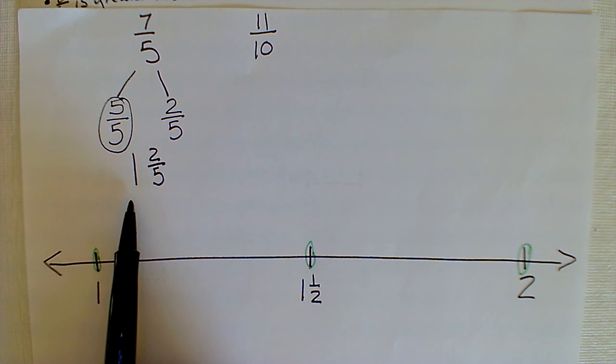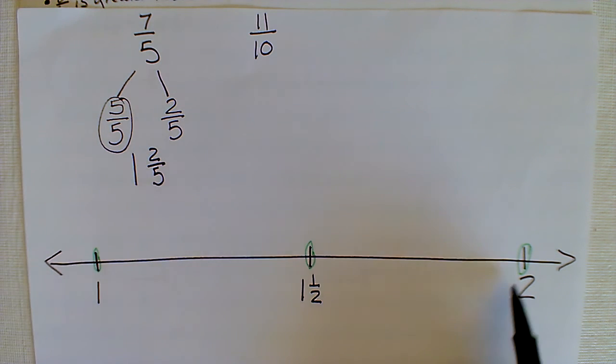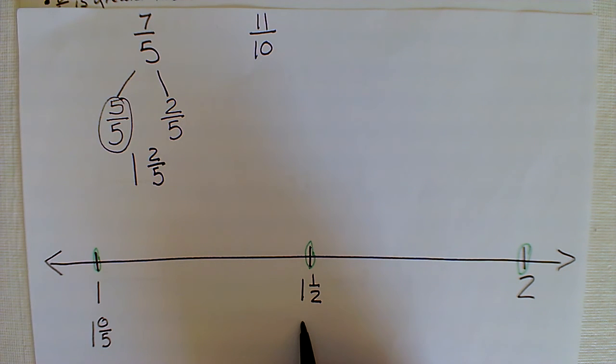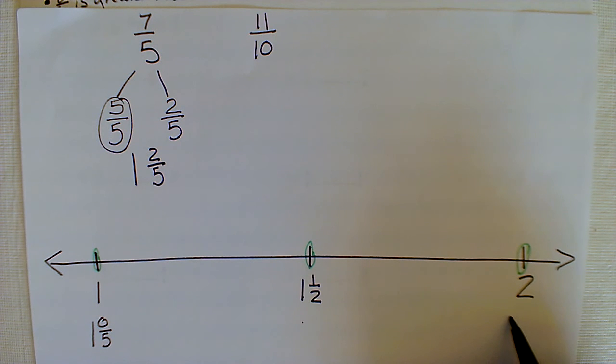So I already have 1. I just have to figure out where that 2/5 would fall on this number line. I know that this is 1 and 0/5. I know that this is not going to actually work because remember, fifths are funky. They don't actually fall at 1/2. But I do know that this would be like 1 and 5/5. So let's think about those fifths.